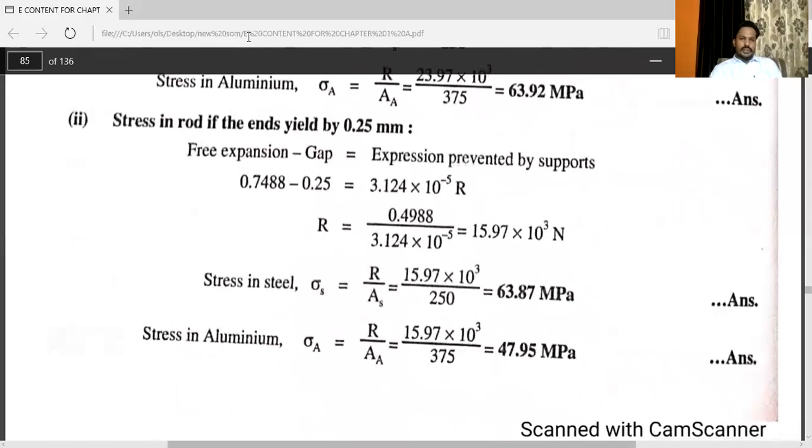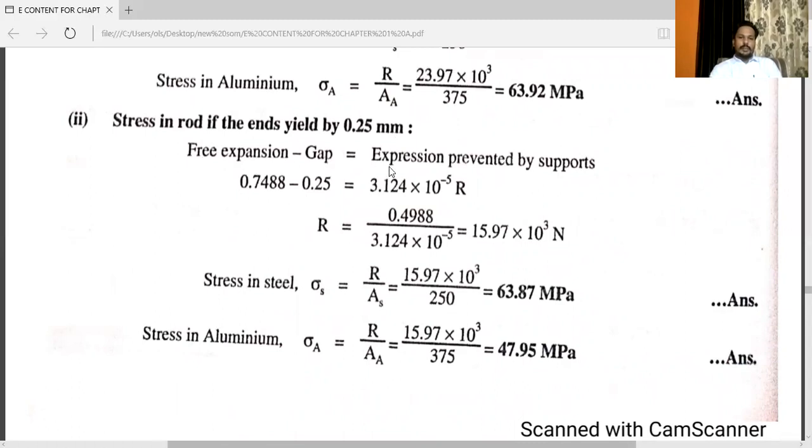So there is only one change. If the ends yield by 0.25 mm, free expansion minus gap is equal to extension prevented by supports. So free expansion is 0.7488 minus gap, that is 0.25, equals prevented by supports, that is 3.124 into 10 raised to minus 5 into R. So there is only one unknown, that is R. Here you will get the value of R, that is 15.97 into 10 raised to 3 Newton.